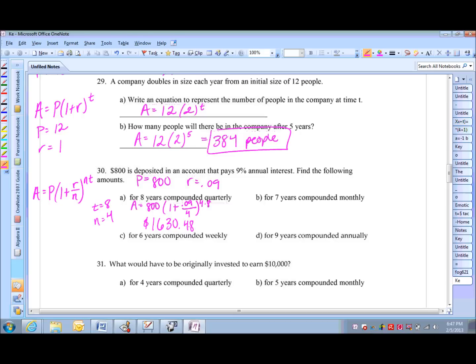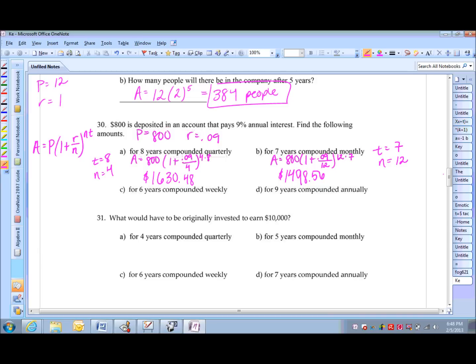In part B, we're going to use the same P and R value, but our T and N value change. Because now we're talking about the same bank account, but for 7 years compounded monthly. So the T value here is going to be 7. And there's 12 months in a year, so it's compounded 12 times each year. So our formula is A equals 800 times 1 plus 0.09 over 12, raised to the 12 times 7. And when you enter that into your calculator, you end up getting $1,498.56.